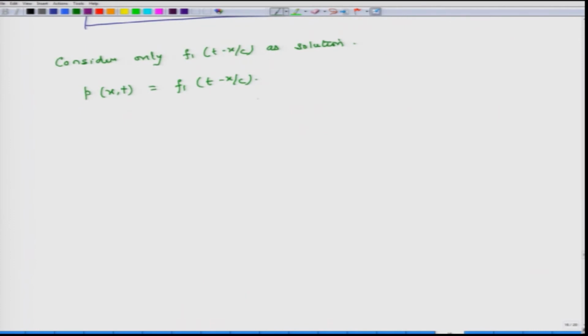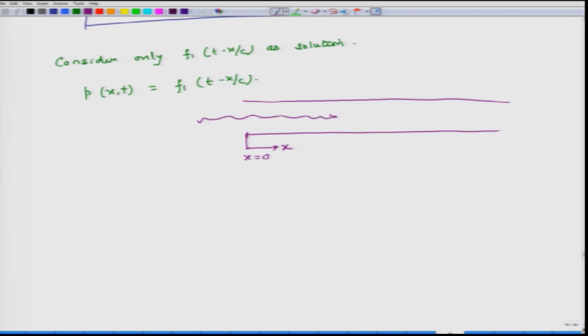So consider a simple tube, and let us say this is my x axis and x is starting from here. So the value of x is equal to 0 at this origin, and the wave is travelling in this direction. When we are observing the tube, we note that at time t equal to 0, the pressure at the origin is, let us say, f1 of 0.